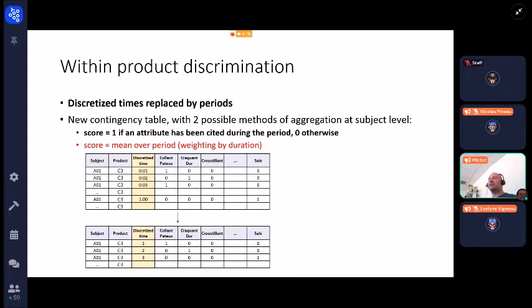For an attribute, a score is given of 1 if the attribute has been stated during the period, 0 otherwise. So durations are not taken into account. But there is another approach consisting in averaging the score over the period, and it is equivalent to weighting the citation by duration. Again, I'm still in the thinking process, and maybe the second option is better, but at the moment I did not analyze the data with this second method.